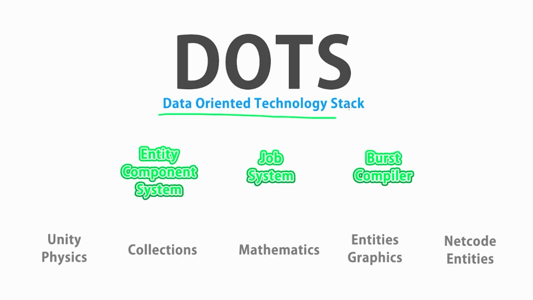And one very crucial thing about dots is how each of these main parts can work by themselves. You don't have to use them all. For example, you can just use the job system and the burst compiler. You can just use those two without using entities at all. Or you can just use entities without using jobs or burst. Basically, these three tools are distinct, separate tools by themselves. Although, of course, when combined, that's when you get some truly insane results.